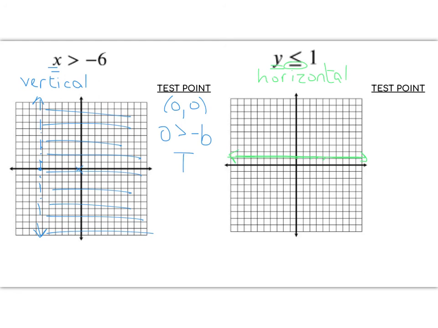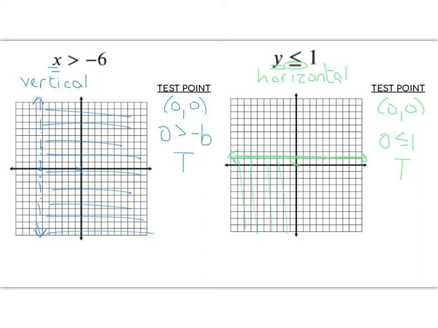And then I want to know which way to shade. Well, I'm going to pick my test point, and I always pick 0, 0 if it's not on the line. So 0, 0, well, the y value is 0. Is 0 less than or equal to 1? Yes, that's true. So since 0, 0 is a solution, that means everything on the same side of the line as 0, 0 is a solution.